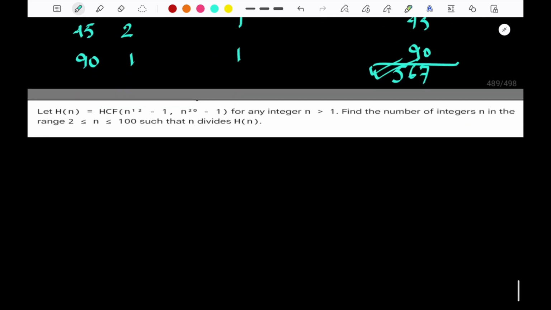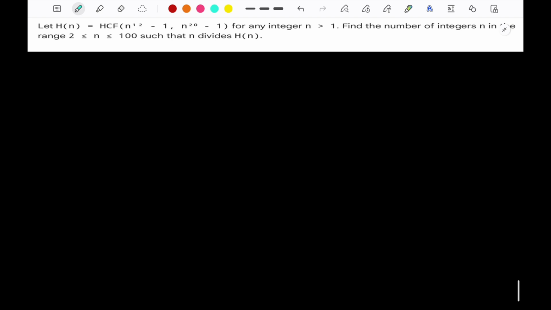Next, for the next one it says let h of n be equal to HCF of n to the power 12 minus 1 comma n to the power 20 minus 1. Now this question looks exactly alike. So instead of discussing so much, we can directly go on and see what can be done here. Now HCF is n to the power 12 minus 1, n to the power 20 minus 1, for any integer n greater than 1. Super. What they are saying, find the number of integers n in the range of n lying from 2 to 100 such that n divides h of n. Yeah, it's nearly the same question.